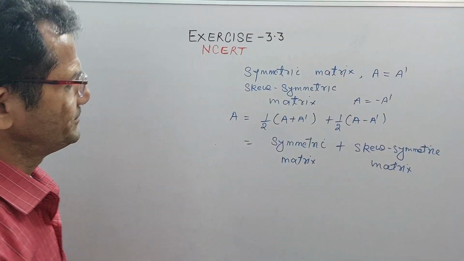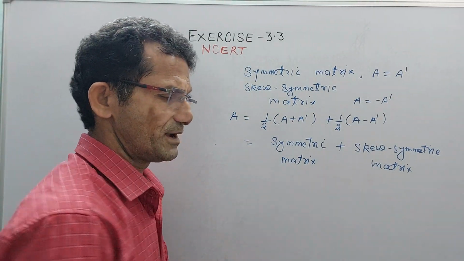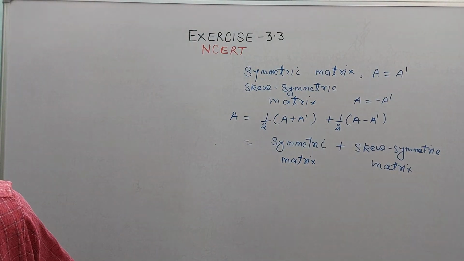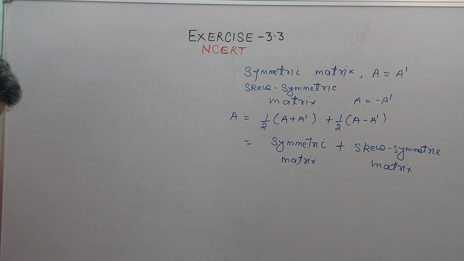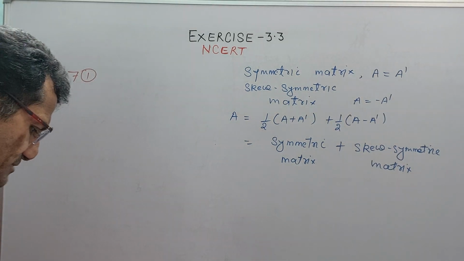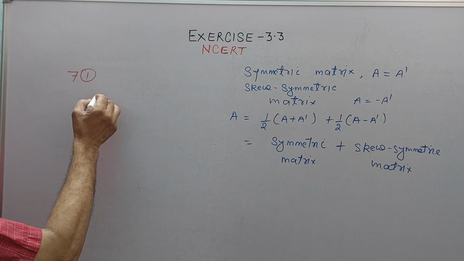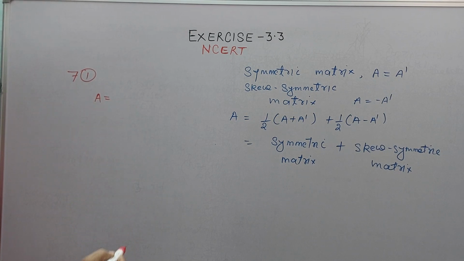Let us do one question on how to convert a matrix into a sum of symmetric and skew-symmetric matrix. Let us do problem number 7, NCERT question number 7, first part. Show that the matrix A is a symmetric matrix.